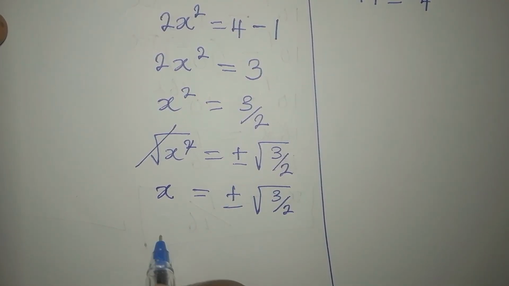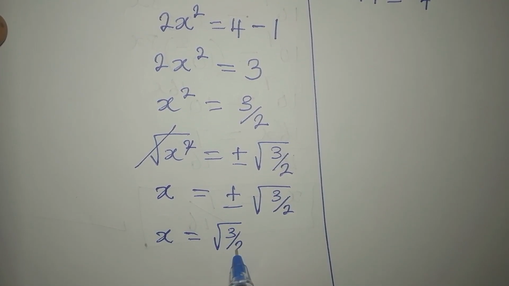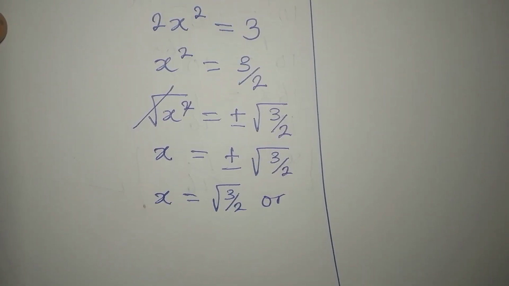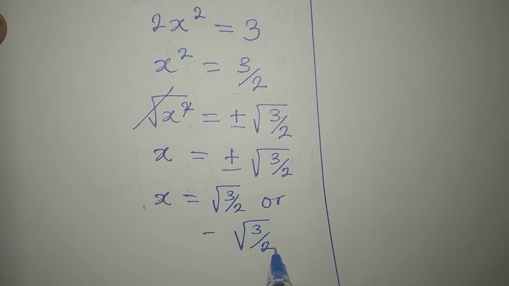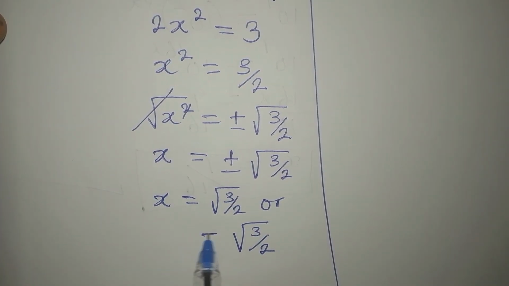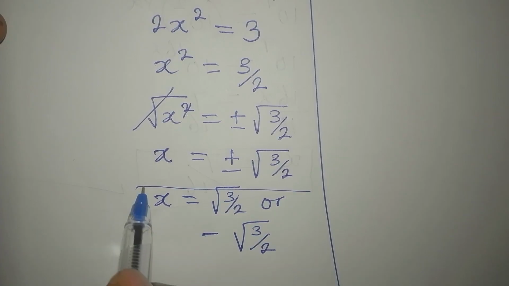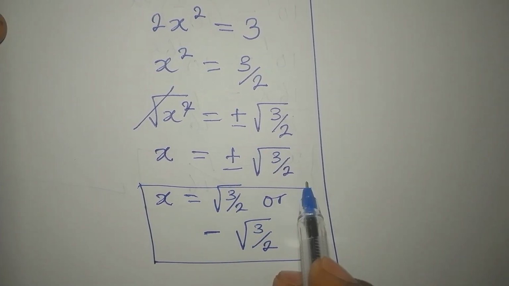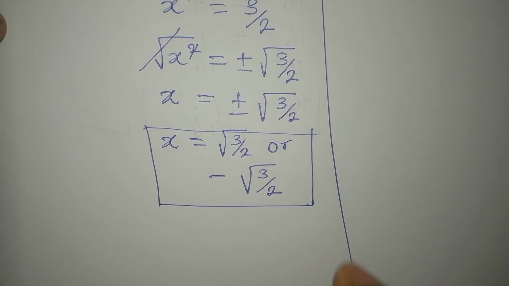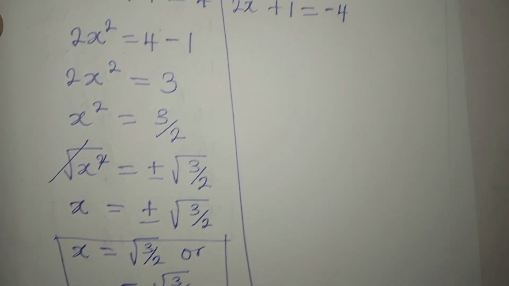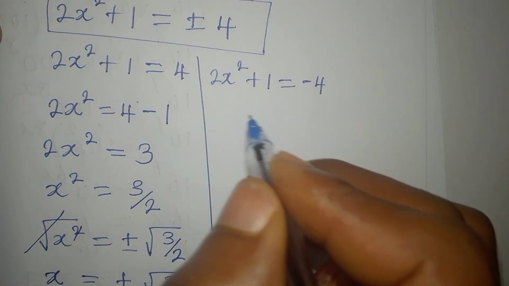And this equally means that x is either the square root of 3/2 or negative the square root of 3/2. So we now have two values from here. Okay, and we're going to verify this after. Now let's go over to this.